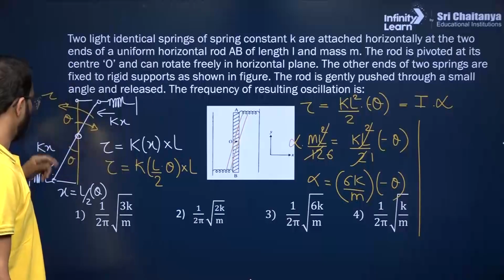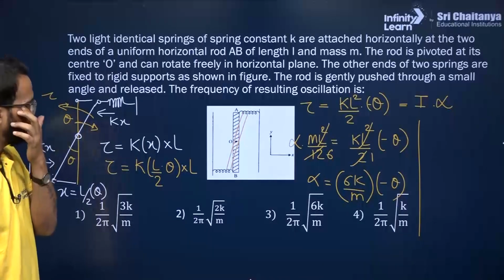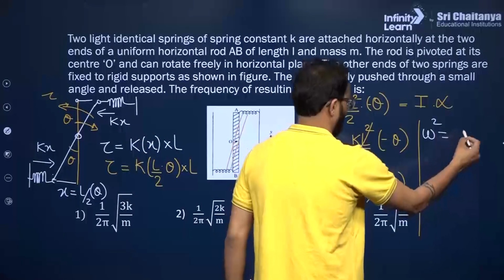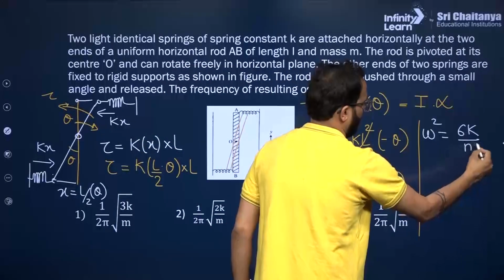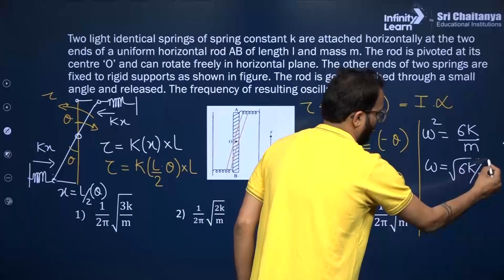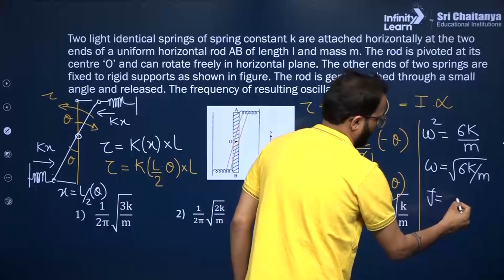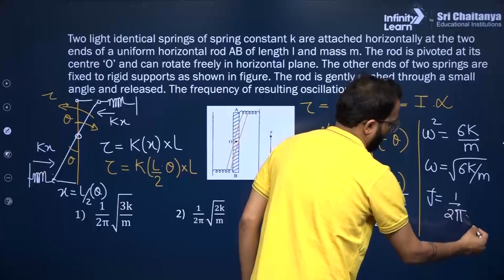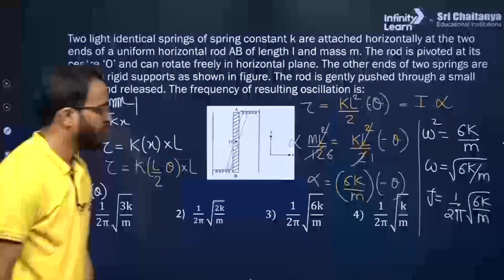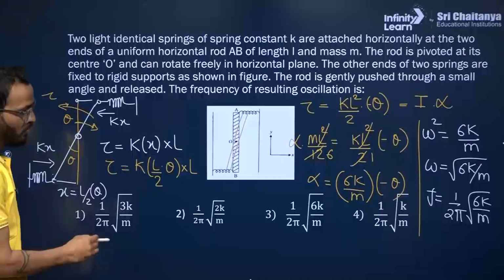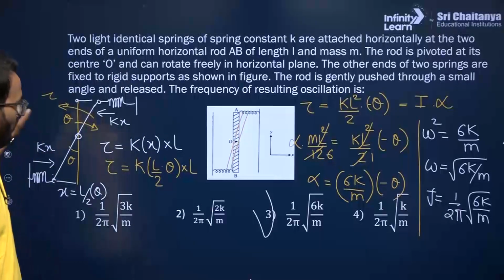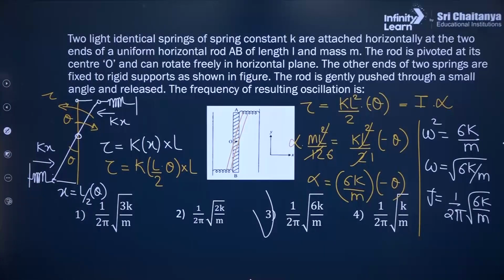What do we need in this question? The frequency. Okay. So omega square is 6k by m. Omega is 6k by m under root. Frequency will be 1 by 2 pi root over 6k by m. Okay. So answer is what? 1 by 2 pi root over 6k by m. Third option is correct. I hope you understood this. Please see the screen if you have any doubt.